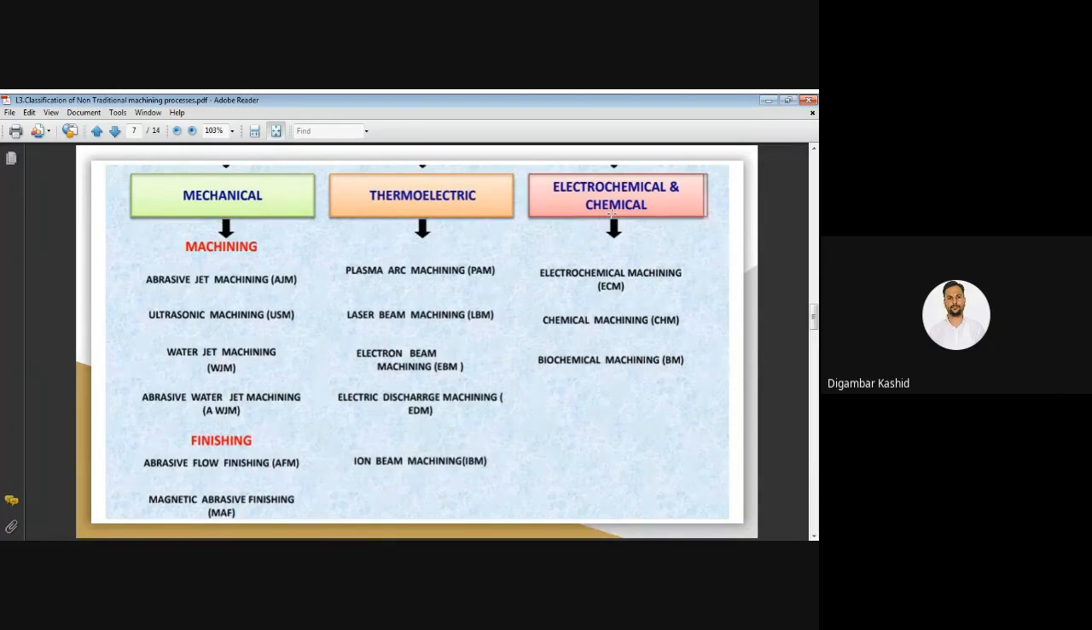So this is about the classification. In the next lecture we'll go one by one in detail. Okay, actually chapter 1 is started.